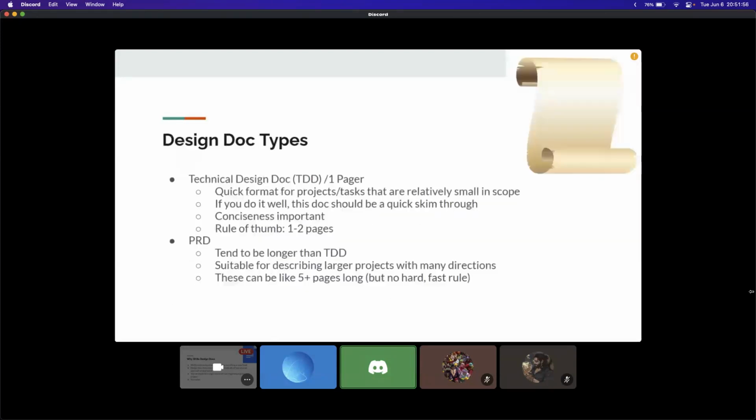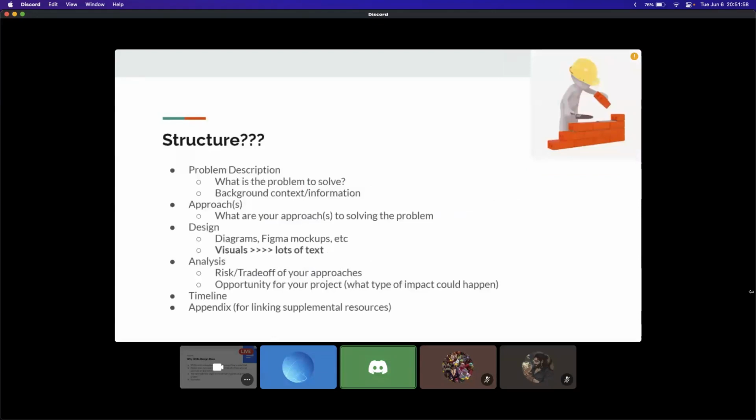So now that we have an idea of the types of design docs, what the deliverable could look like, and why we write design docs, now that we're on the same page with that, it's important to understand, okay, so what the heck do I need to do to write a design doc? We need some sort of structure, right? And this is a general structure that I've seen or used in my own design docs in practice.